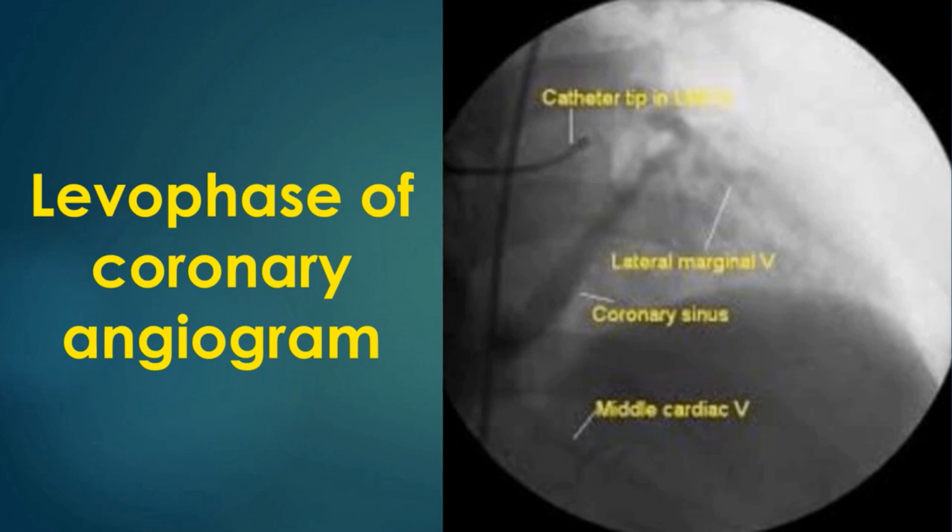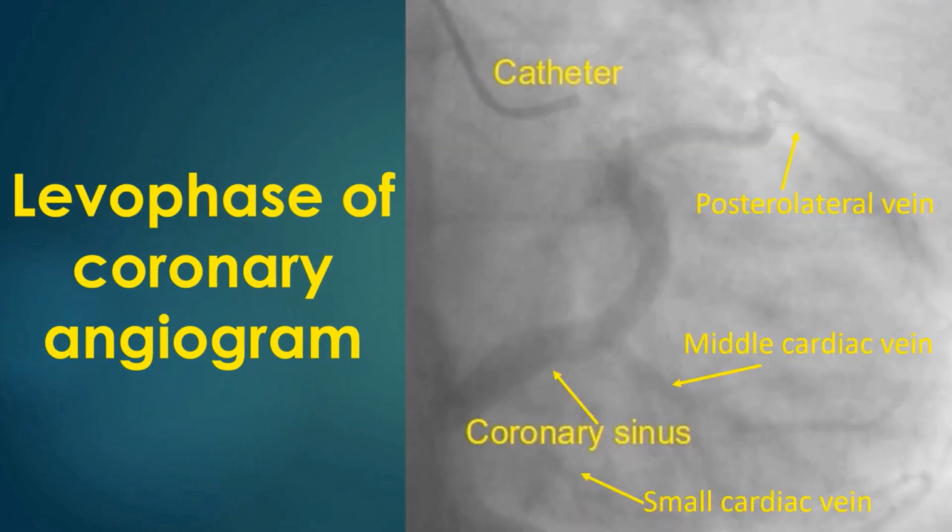Catheter tip of left Judkins catheter introduced via the transfemoral route is engaging the ostium of the left main coronary artery. Coronary angiogram levo phase in another case showing the catheter engaged in the left main coronary artery. Artery is not visible as it is the levo phase.